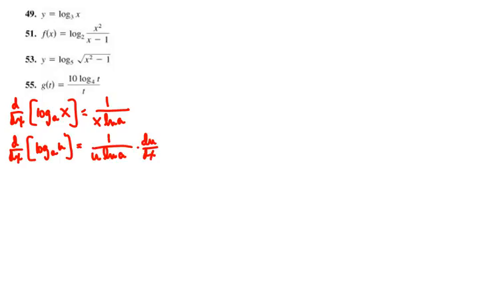Alright, so let's see what we get. Number 49. So here we have log base 3 of x. We're looking for the derivative of that. And so again, that is simply 1 over x times the natural log of 3.